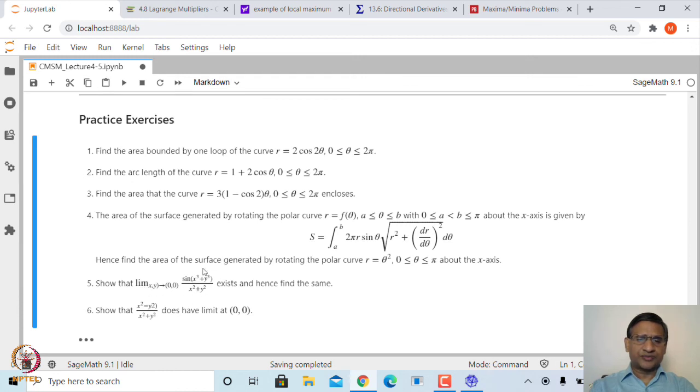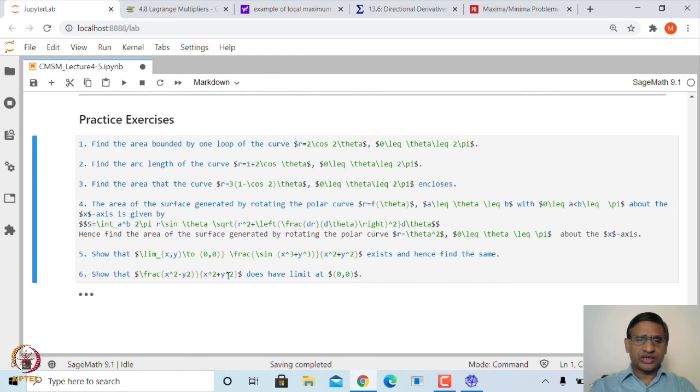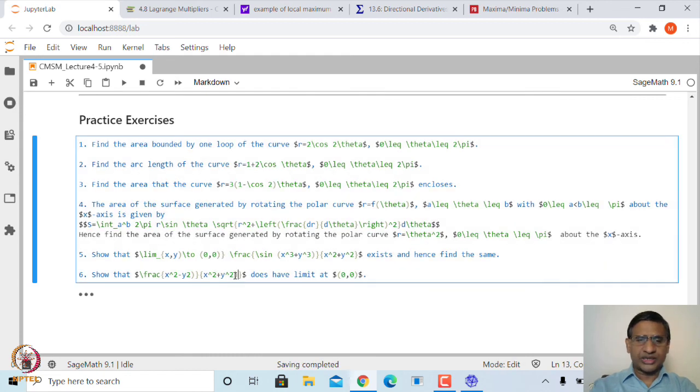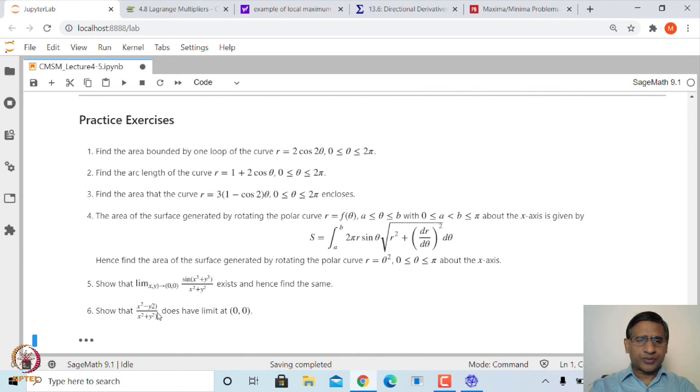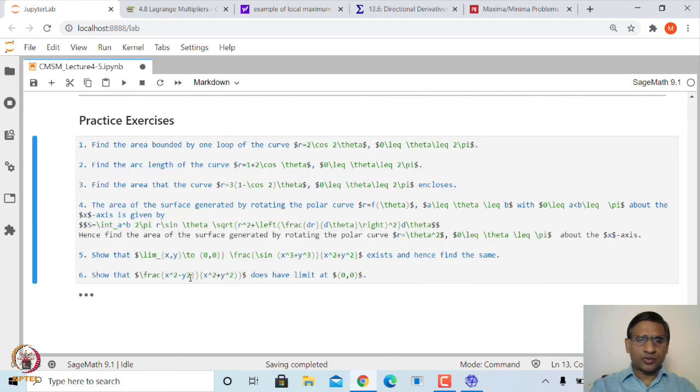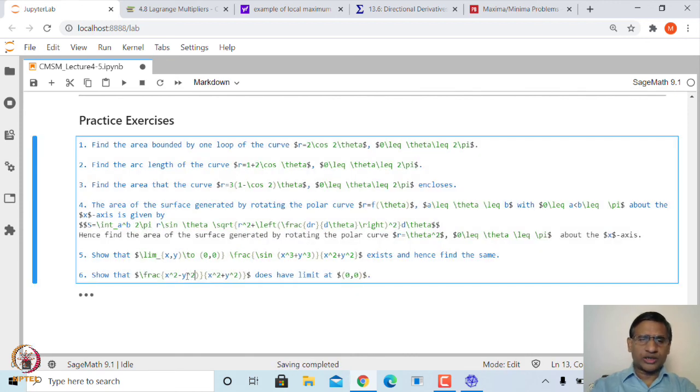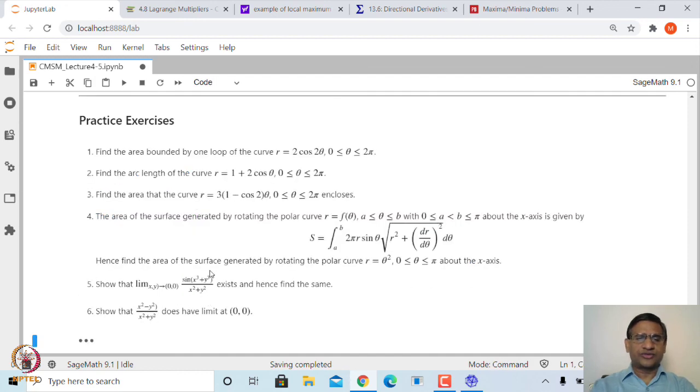So try to find this: show that the limit of this function exists, but the limit of this function does not exist. So let me write here, this bracket is missing. No, sorry, this y2 should be y square, and this extra bracket I will remove. So these two are very simple exercises, right?